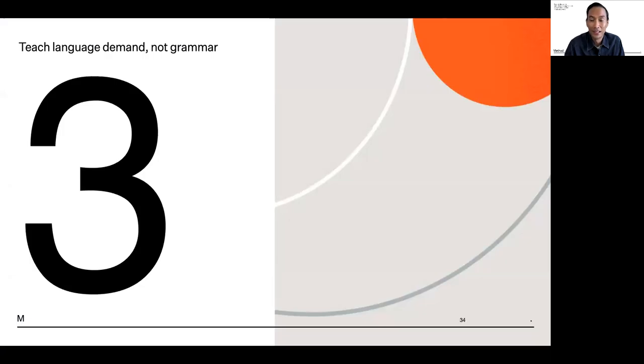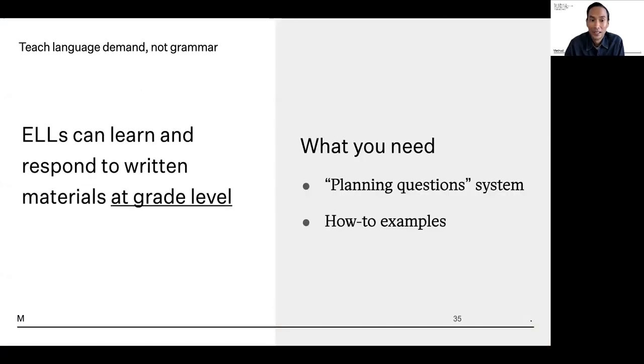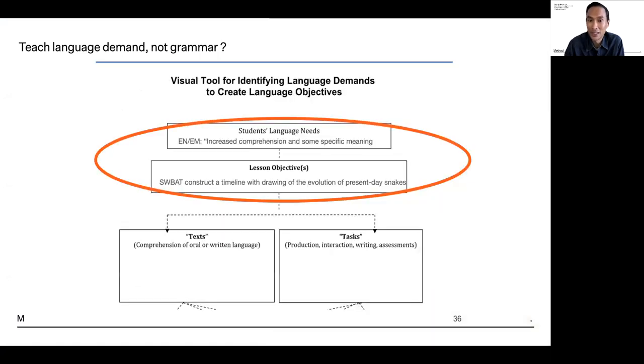All right, let's go to 3. Teaching language demand, but not the grammar. It's difficult to remember that ELs can learn and respond at grade level, even though they're beginning, okay? So you need these planning questions and how-to examples to adapt to what you are teaching. Let's look at some examples.